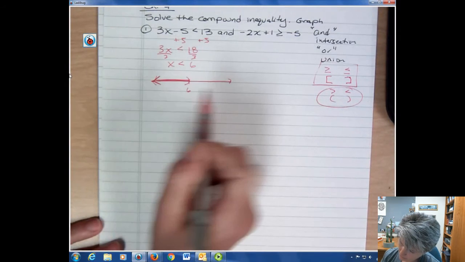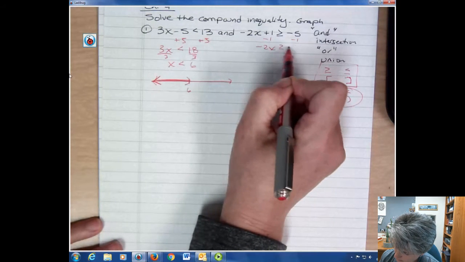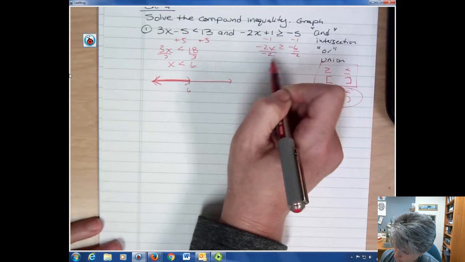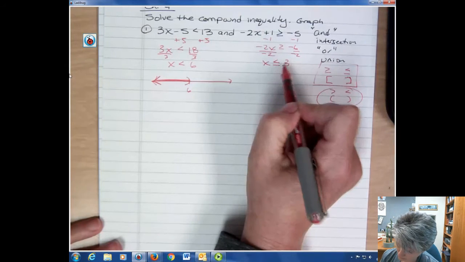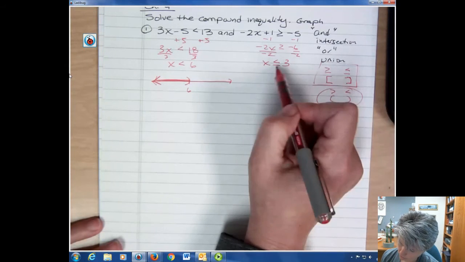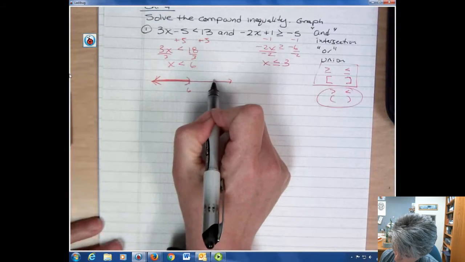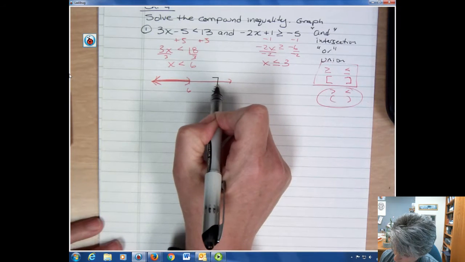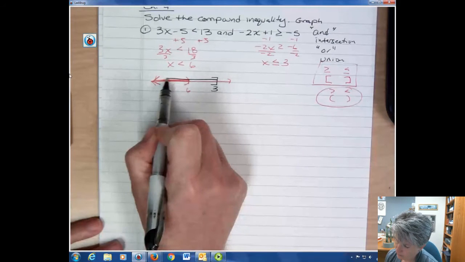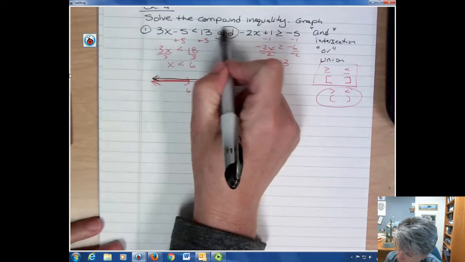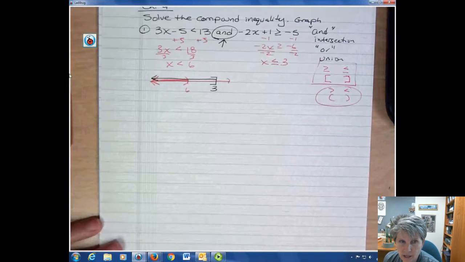Then for the second one, I'm going to subtract 1 from both sides and divide both sides by -2. When I divide by a negative, it reverses the direction of the arrow, so I get x is less than or equal to 3. If I'm going to put that on the same graph, here's my 3, and it's going to go forever to the left. Now, because it said and, they're asking what is the intersection of these graphs.